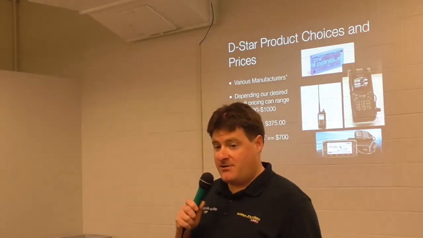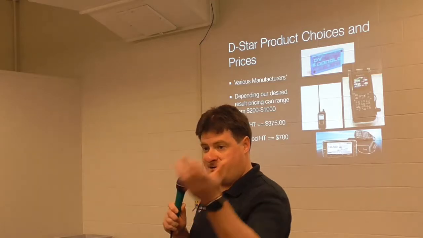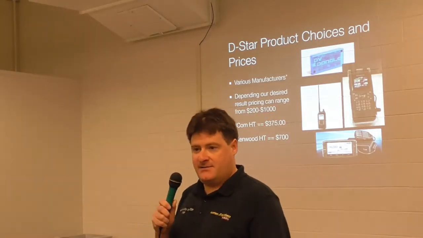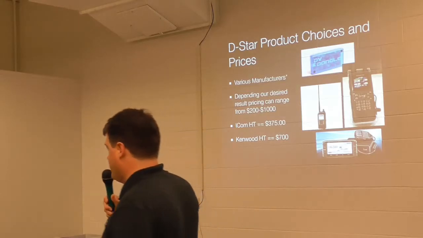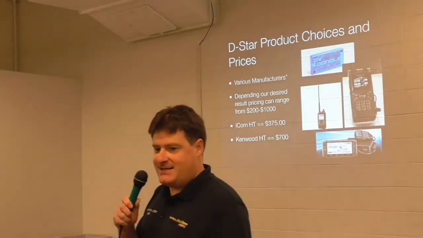Let's say you travel on the road. You can take out your HT and say, find me the closest repeater. It knows where you are, GPS. It can plug all that stuff in there. Done. It's like a 30-second deal. So if you're a traveler, D-Star's your ticket. I think that's what you want.